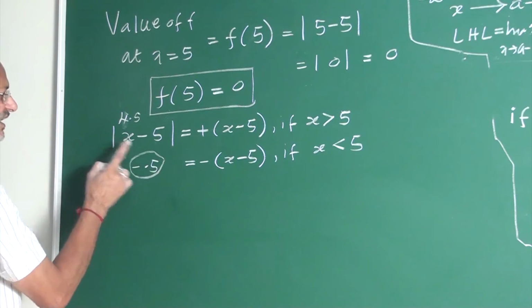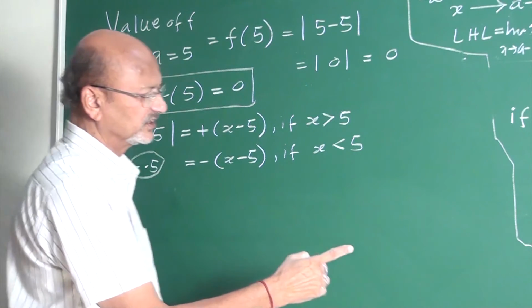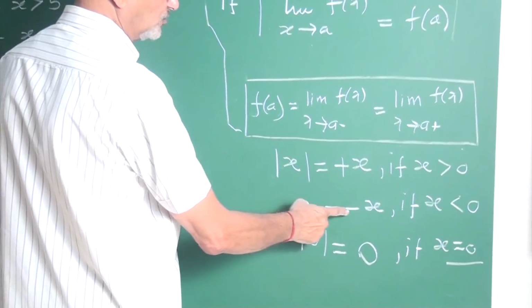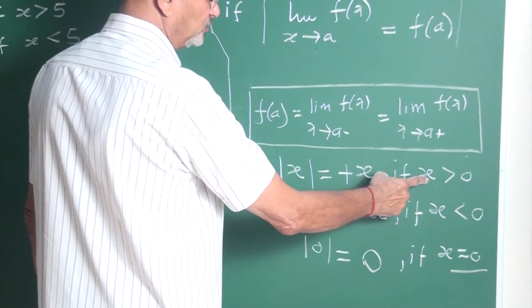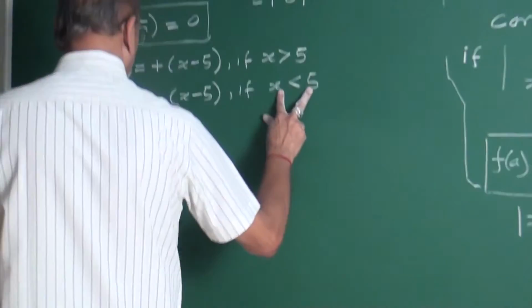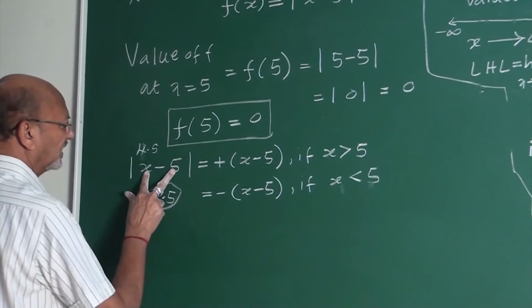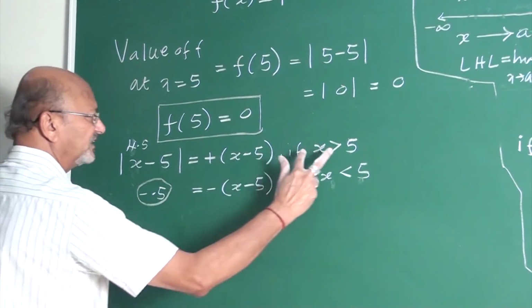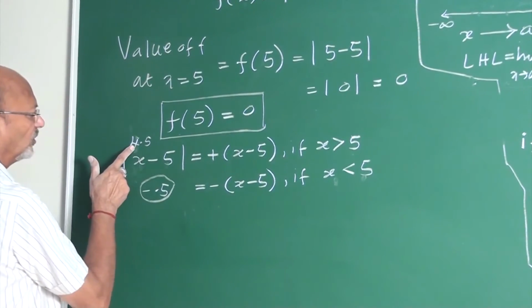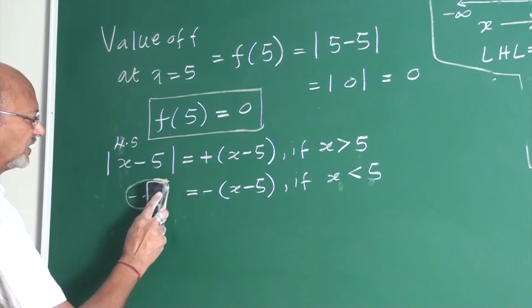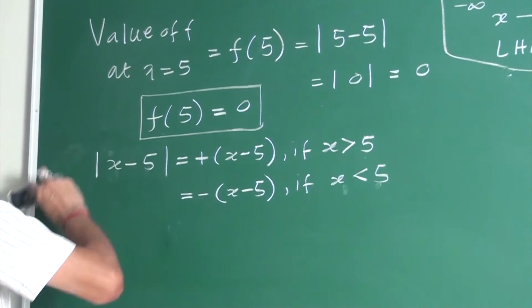If the inside is negative, outside is negative. See here. If x is negative, outside is negative. If x is positive, outside is positive. So, when x is less than 5, it becomes negative. When it is negative, outside is negative. When x is greater than 5, 5.5 plus, in that case it is plus. I hope my friends understood.